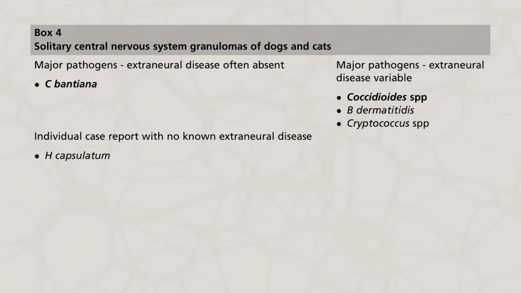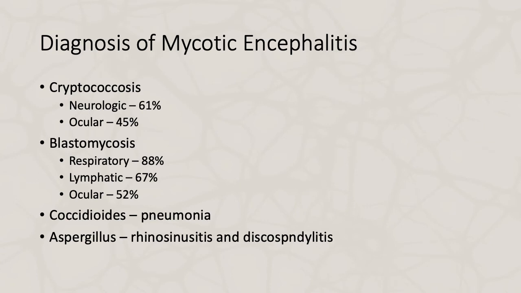Coccidioides granulomas occur in various sites along the neural axis, especially in the frontal lobe or spinal cord. Other presentations of blastomycosis and cryptococcus discussed earlier are more common, but solitary CNS granulomas do occur. There is diagnostic utility in knowing the typical systemic presentation of fungal organisms.